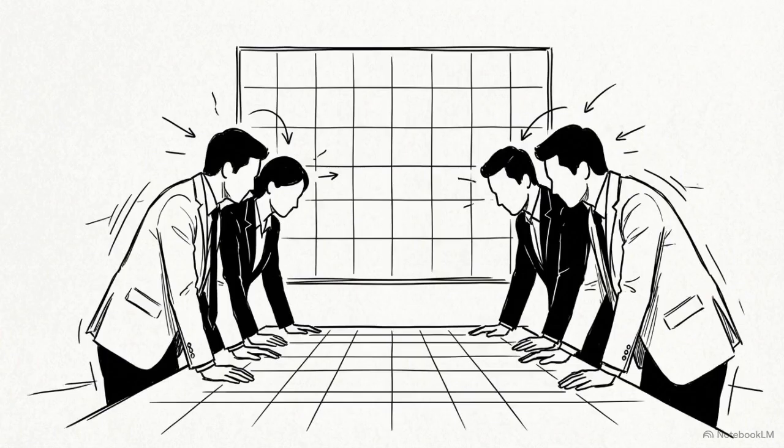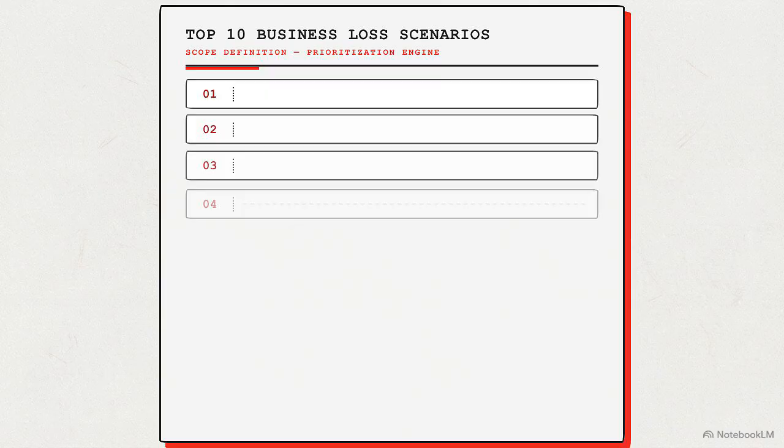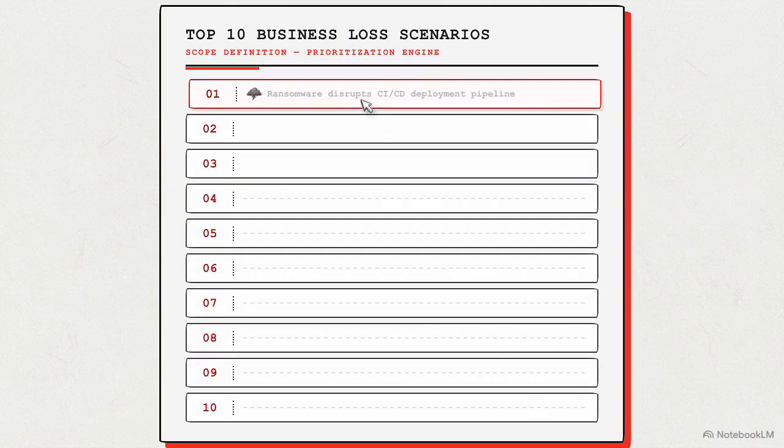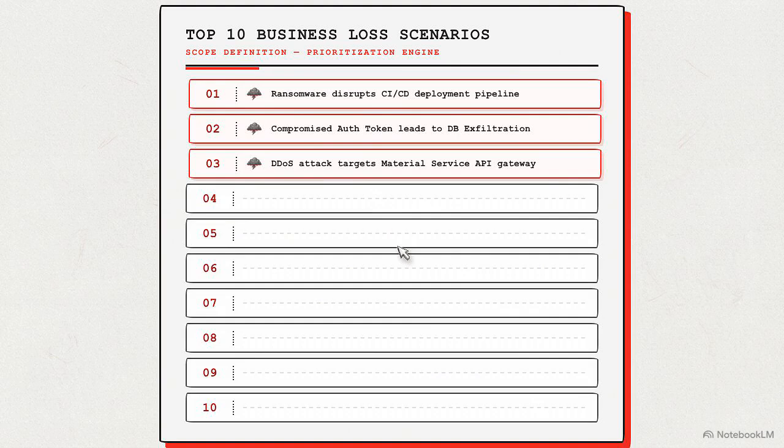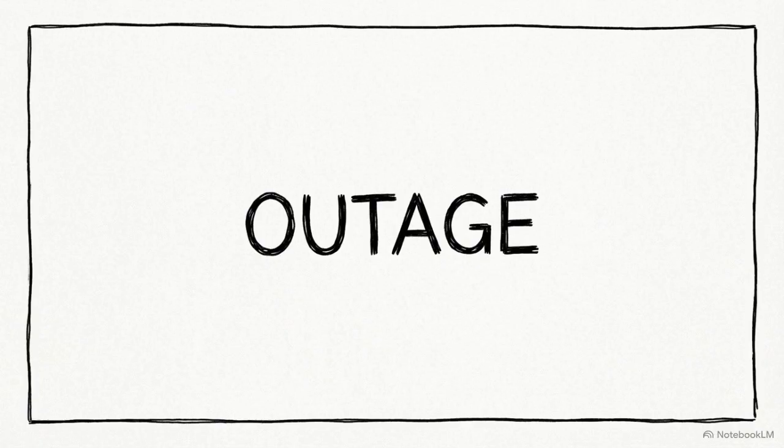Step 1 begins in a room with your business leaders. You need to facilitate a 60 to 90-minute workshop with these non-security stakeholders to define your top 10 loss scenarios. This whiteboard graphic shows exactly how to document those scenarios.